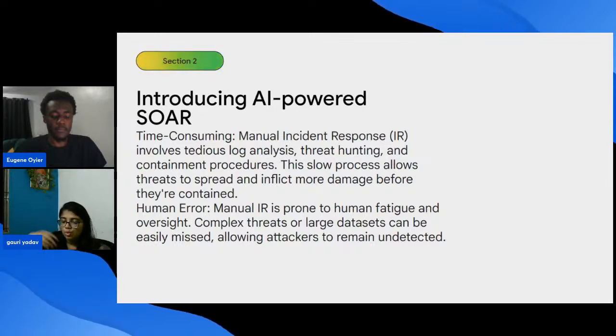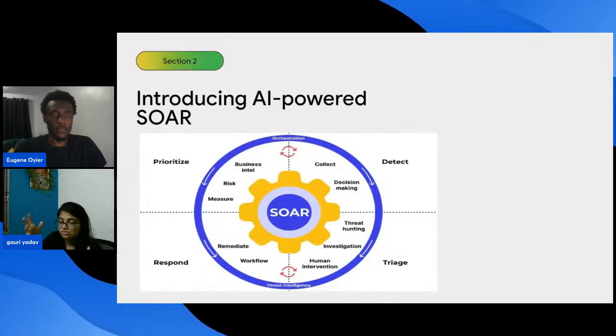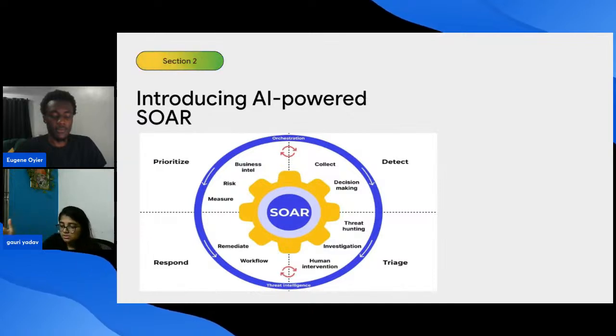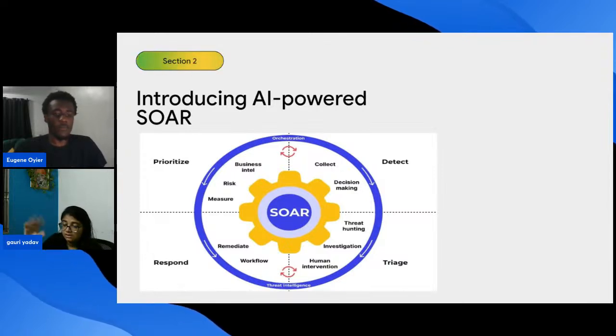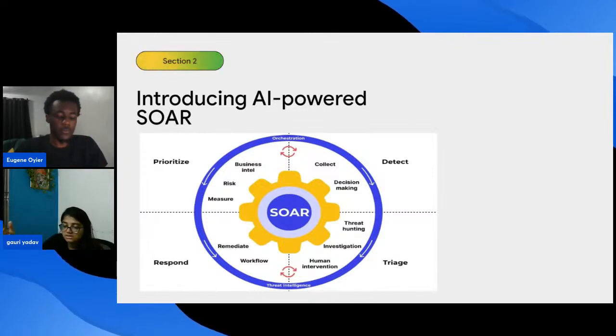Now, how SOAR works. The SOAR platform ingests data from multiple sources such as SIEMs, firewalls, and endpoint security. It analyzes the data, identifies threats and determines the appropriate response actions.